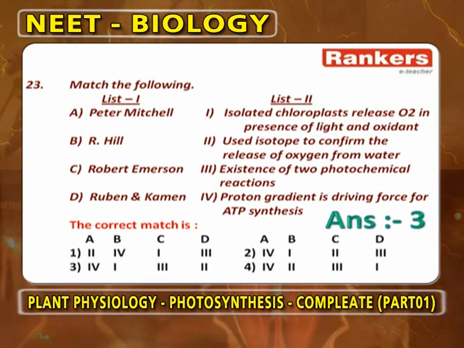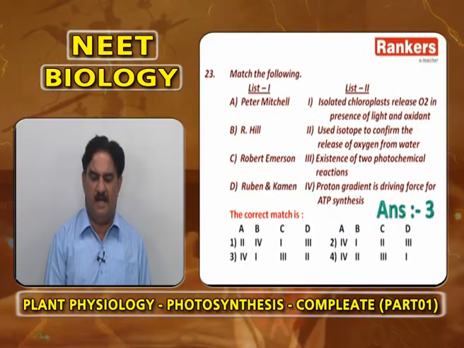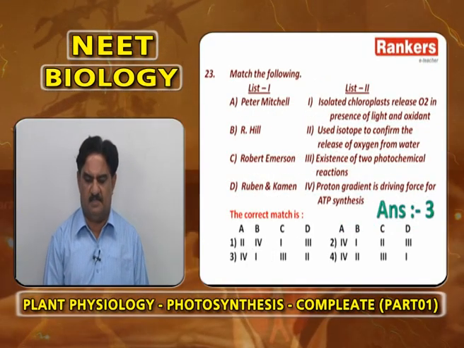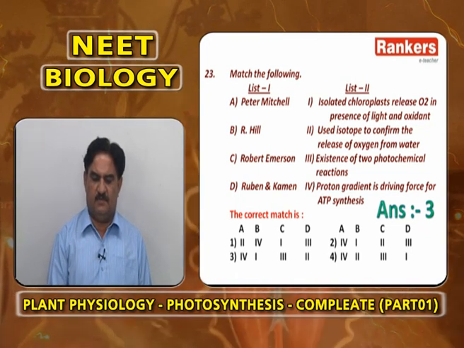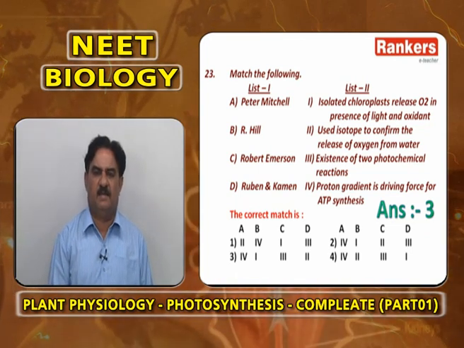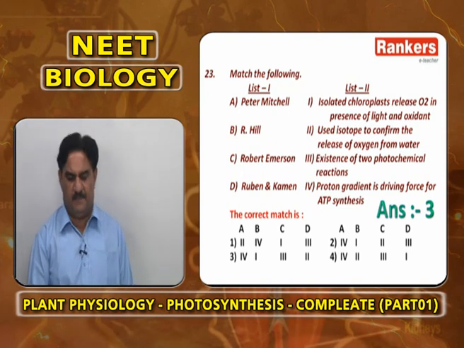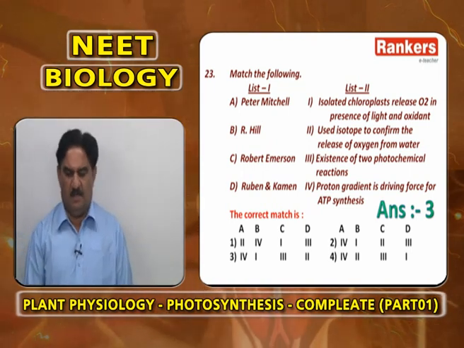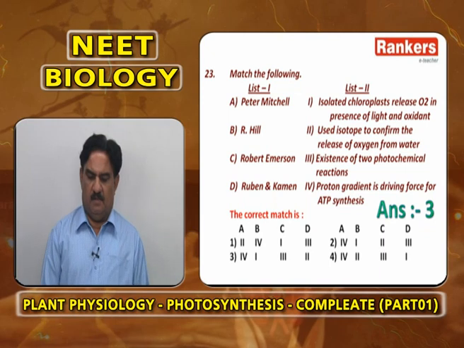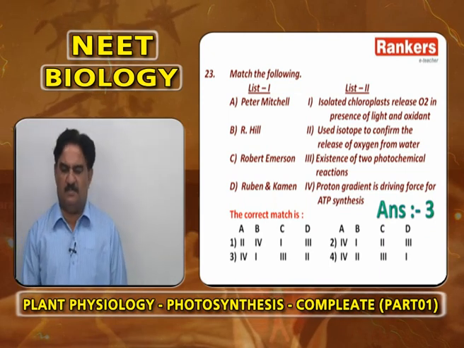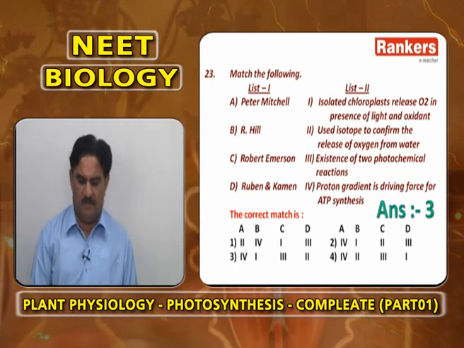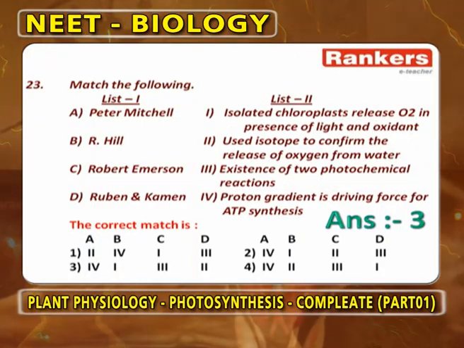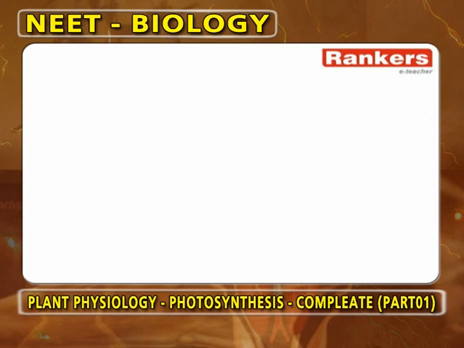Robert Hill: isolated chloroplasts release oxygen in the presence of light and an oxidant, that is called photolysis of water or Hill reaction. Robert Emerson: existence of two photochemical reactions PS1 and PS2, presence of two pigment systems. Rubin and Kamen used isotope to confirm the release of oxygen from water. So A4, B1, C3, D2, third option.